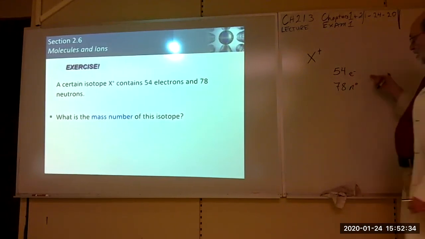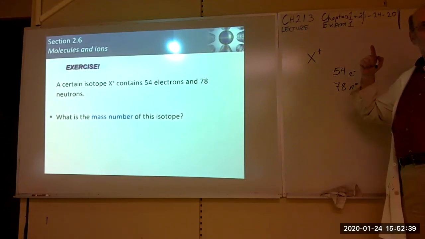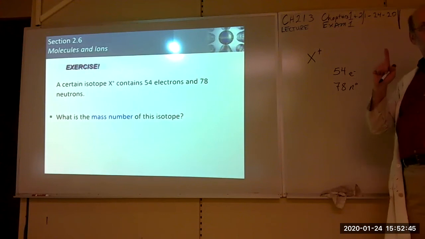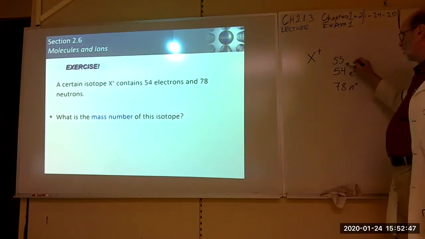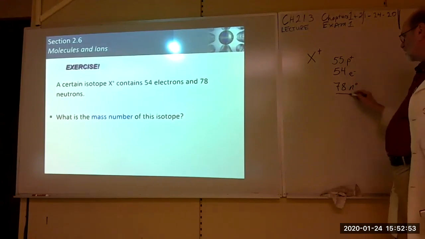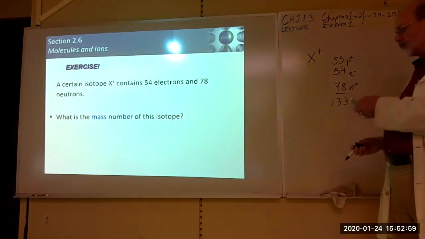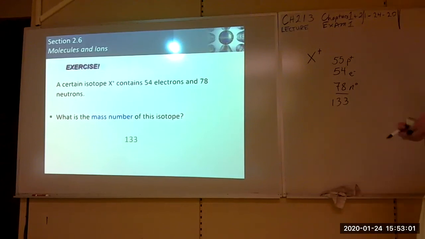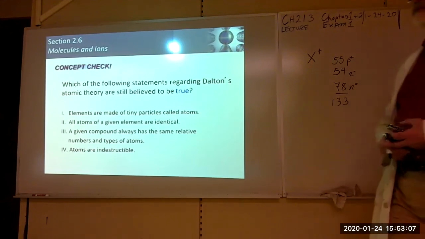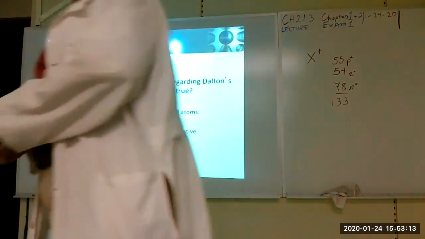Yep. You know the number of electrons, but you know that it's got a positive charge. So the number of protons has to exceed the number of electrons by 1, doesn't it? So we have 55 protons. And then 55 plus 78 is 133. So the mass number should be 133. By the way, what element is that? 55? Let's see. Cesium. Yeah, cesium.